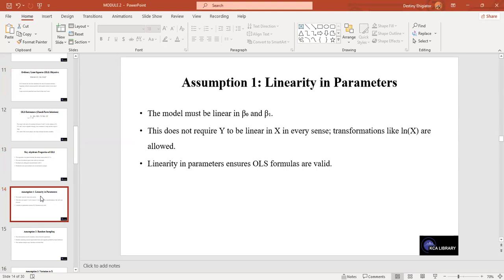Let's look at some of the assumptions. Assumption 1, there is linearity in parameters. That is, the model must be linear in B0 and B1. The parameters must be straight, with no power other than 1. That's what linearity means. This does not require Y to be linear in X in every sense. Transformations of X are allowed. Linearity in parameters ensures OLS formulas are valid.